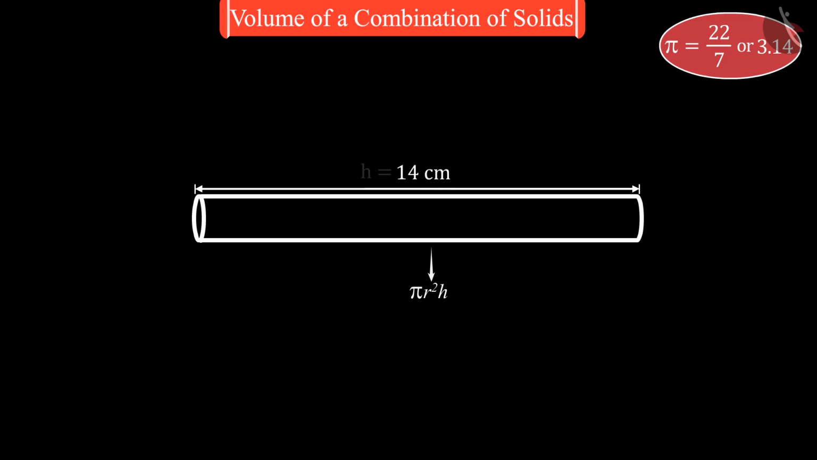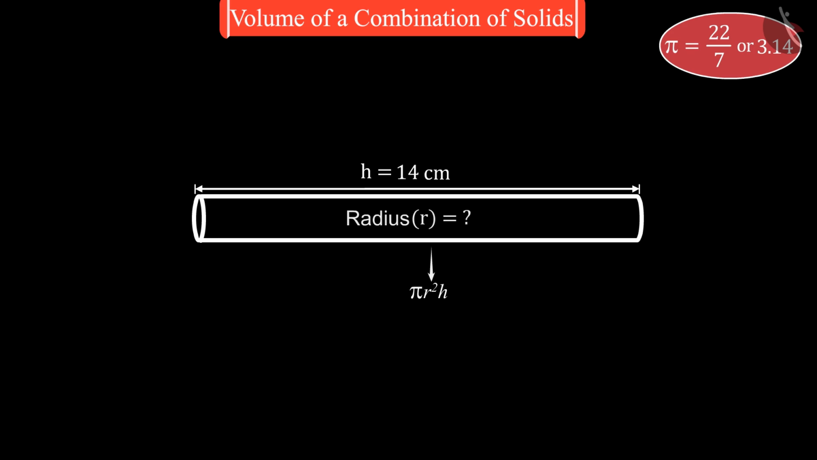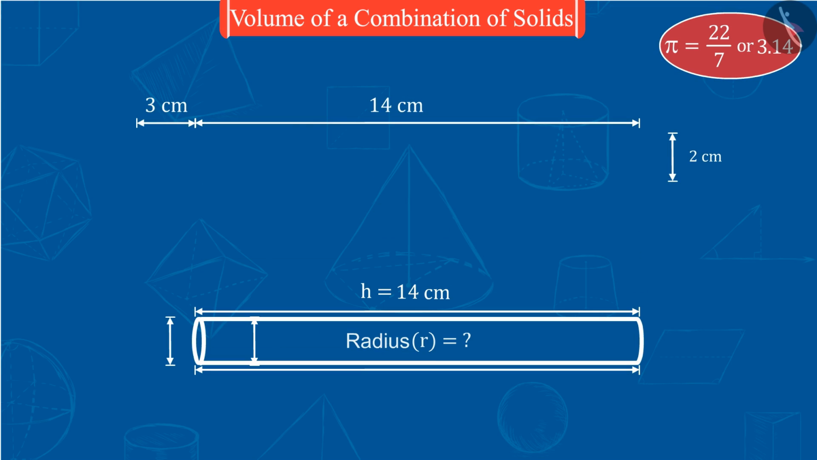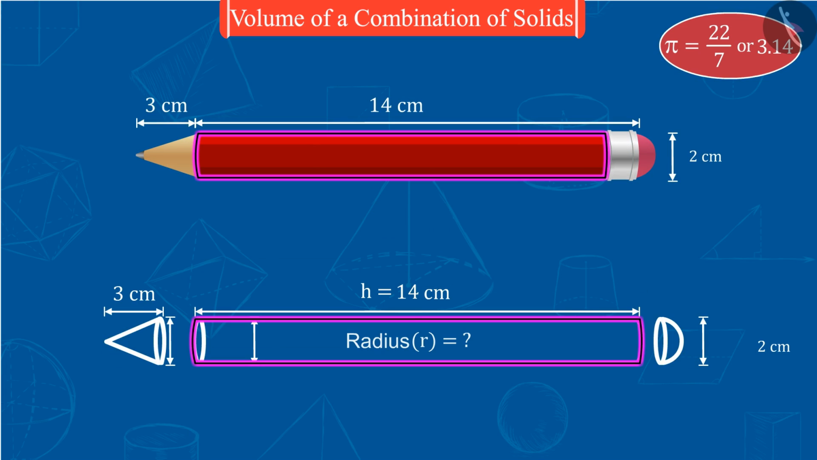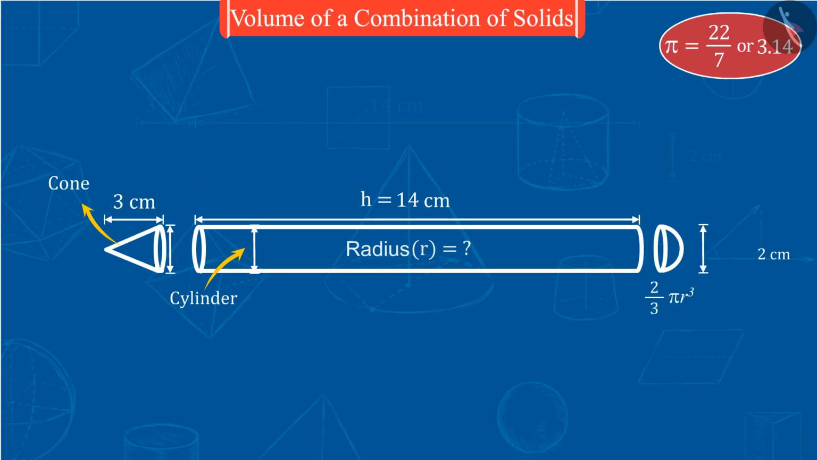Here, the height of this cylinder is 14 centimeters. So, the value of h is equal to 14 centimeters. Can you tell what will be the radius of this cylinder? Here, you can see that the radius of these figures is same. That is, the radius of cylinder, cone, and hemisphere will be equal. And hence, the radius of all of these will be 1 centimeter.